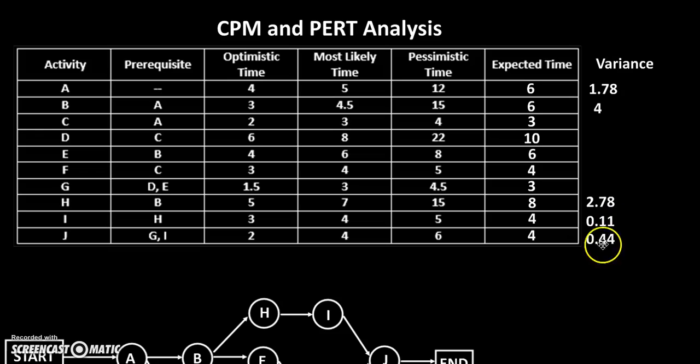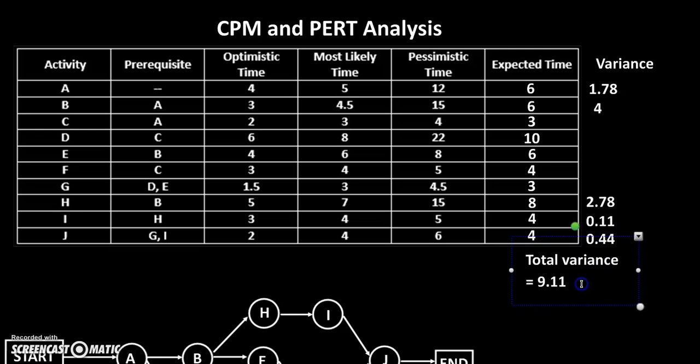But really what we are concerned with is the total variance for the critical path, and that is just the sum. So when we add those all up, we get our total variance of 9.11. But to use the normal distribution, we don't want the variance, we want the standard deviation.